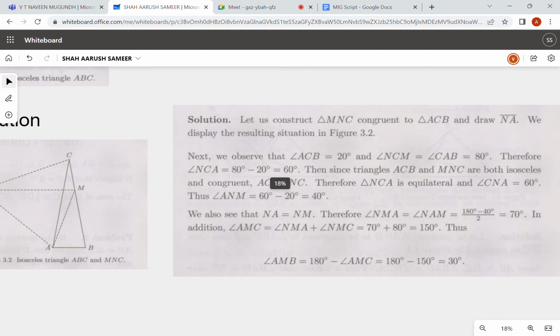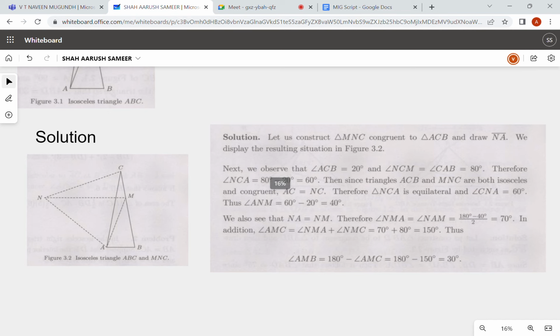Therefore, angle NMA is equal to angle NAM, which is equal to (180 minus 40) degrees over 2, equals 70 degrees. In addition, angle AMC is equal to angle NMA plus angle NMC, which is equal to 70 degrees plus 80 degrees, equal to 150 degrees. Hence, we can find out that angle AMB is equal to 180 degrees minus angle AMC, which is equal to 30 degrees.